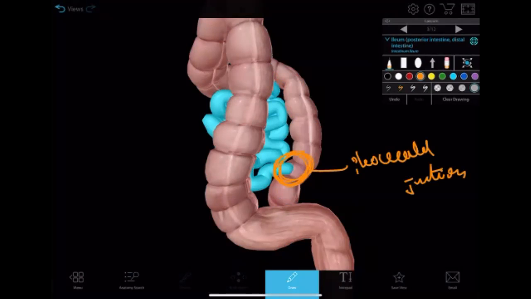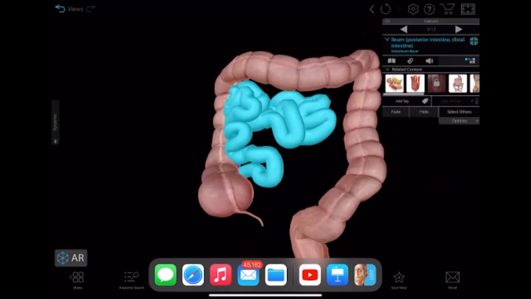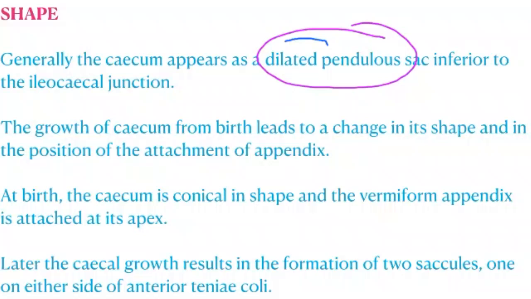The growth of the cecum from birth leads to a change in its shape and in the position of the attachment of the appendix. At birth, cecum is conical in shape and the vermiform appendix is attached at its apex. It's like that, a simple drawing. Later on, saccular growth results in the formation of two saccules, one on either side of the anterior taenia coli. The growth of the right saccule is greater than the left.